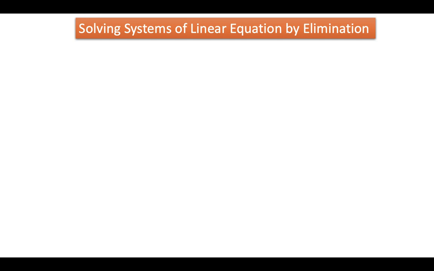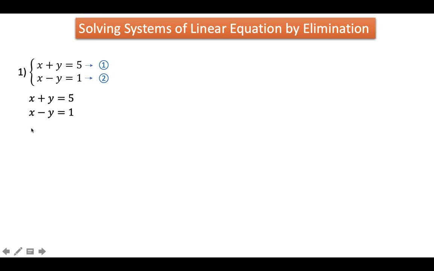Solving systems of linear equations by elimination. Given x plus y is equal to 5 and x minus y is equal to 1. So let us set this as our equation 1 and this will be our equation 2. So let us lay down our two equations.